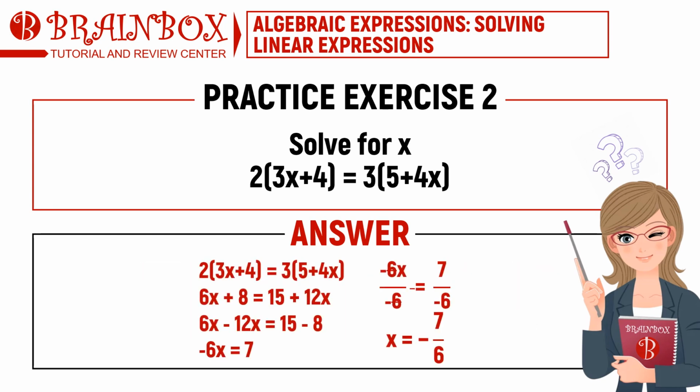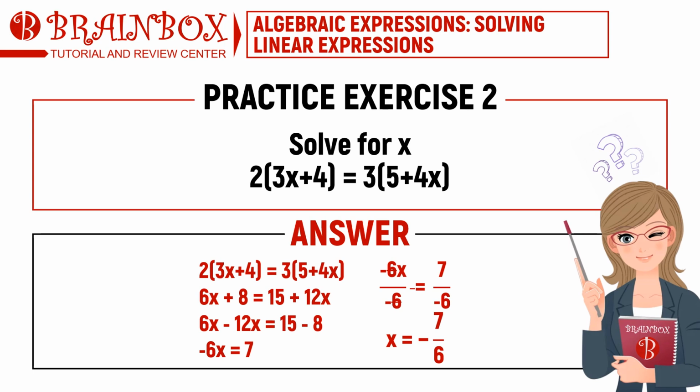Time is up. The correct answer is -7/6. For this item, we can see that the problem contains parentheses, so we need to remove that in order to make progress. We simply apply the distributive property to both parentheses, giving us the expression 6x plus 8 equals 15 plus 12x. The next step is to sort the terms.